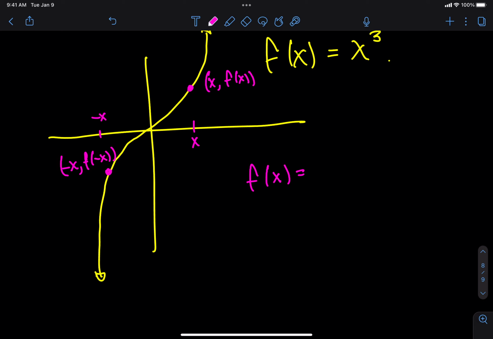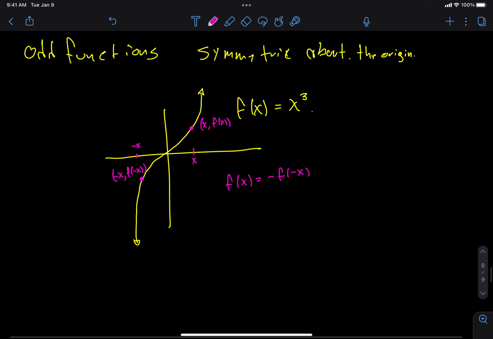Yeah, negative f of x is what we want. Sorry, not negative f of x. Negative f of negative x, right? Meaning that this height is the negative of this height, which means also that this height is the negative of this height. They're negatives of each other, right? You can move the negative sign over here if you want. So this is what we want to be true for an odd function.